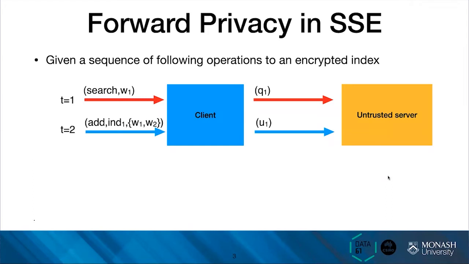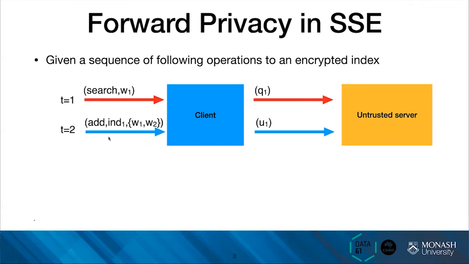So forward privacy is an advanced security notion, and it was proposed in CCS 2016. The high-level idea is that it doesn't reveal information about the additions. For example, given a sequence of the following operations to the encrypted index hosted by an untrusted server: at time T1, the user wants to search for the keyword W1, so the client has to issue the query token Q1 so that the untrusted server can search on the encrypted index.